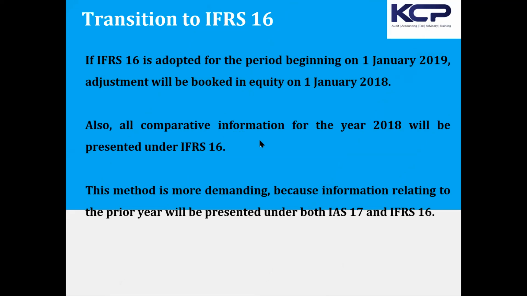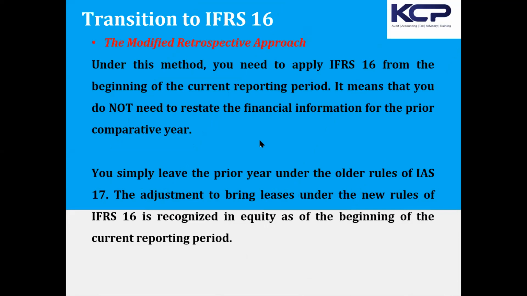Then if IFRS 16 is adopted for the period beginning on 1st of January 2019, adjustment will be booked in equity. That is where you are doing your restatement. Also, all comparative information for the year 2018 will then be presented under IFRS 16. This method is more demanding because information relating to prior years will be presented under both this standard and the other standard. So the other option is the modified retrospective approach, right?